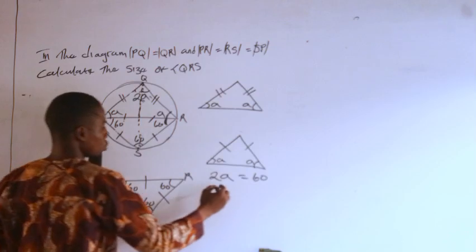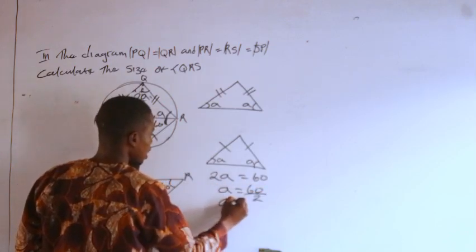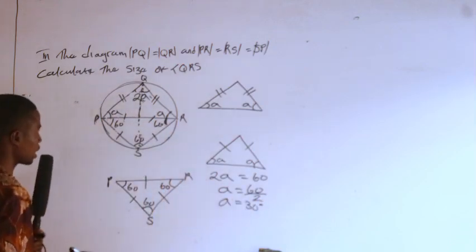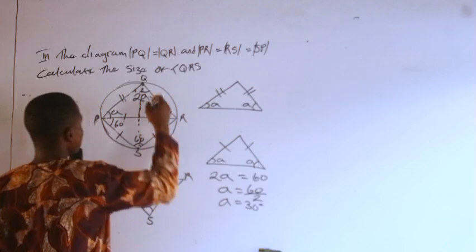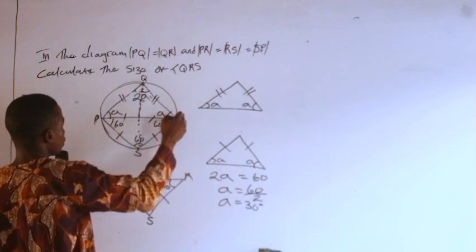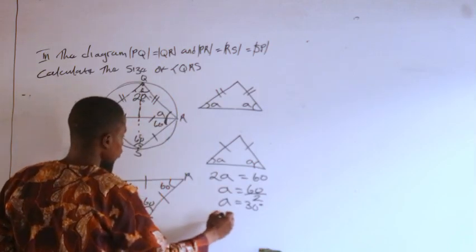Now, A will be equal to what? 60 divided by 2. A equal to what? 30 degrees. The angle of A is 30 degrees. They are saying that we should find the angle of Q, R, S.